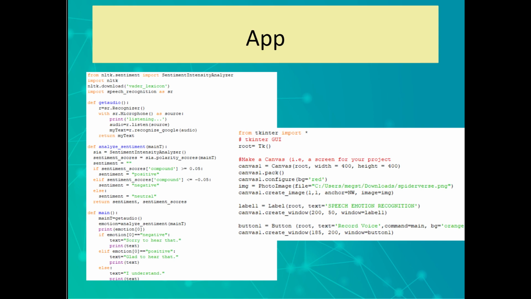The code on the right is how the app is actually structured. We imported Tkinter first, so you can get the canvas, and then you start creating the canvas. You can choose whatever background you want, and you can see the label I have, speech and motion recognition. That was the title all the way on the top, and button 1 is the button you click for recording your voice, and then it interprets it and runs the main function.